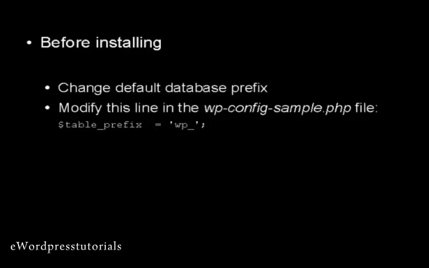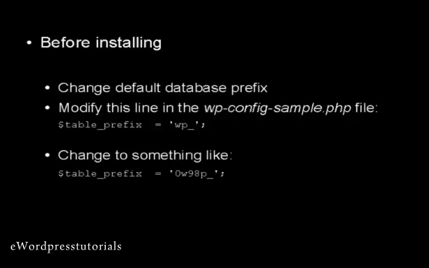You can easily do this by modifying this line here in the wp-config-sample.php file. What you want to do is where it says $table_prefix = 'wp_'; you want to change it to something that's a bit more complex. For example, something like this. The front part stays the same, but you can see I've put 0 and then a lowercase w, 98, and then a lowercase p, and then the underscore.